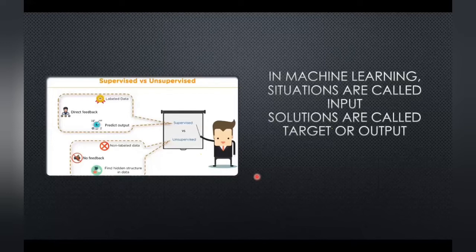But in case of unsupervised, as I told you, you don't require labeled data. You do not want a person who sits down and labels it, but it judges through a pattern. It finds a hidden structure in the data by itself, and it gives out the results. So non-labeled data, no feedback, and it recognizes a hidden structure in the data. That is what unsupervised is.